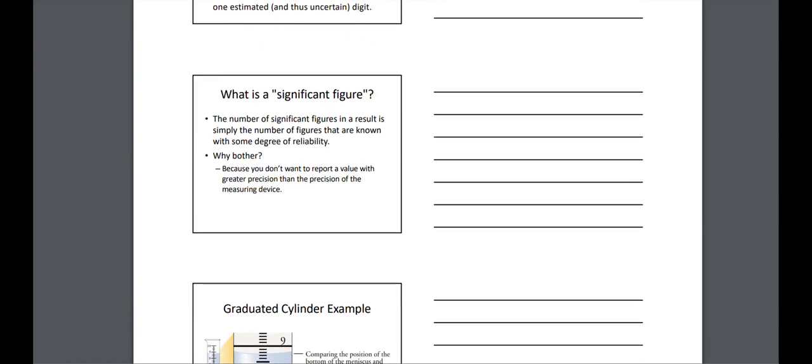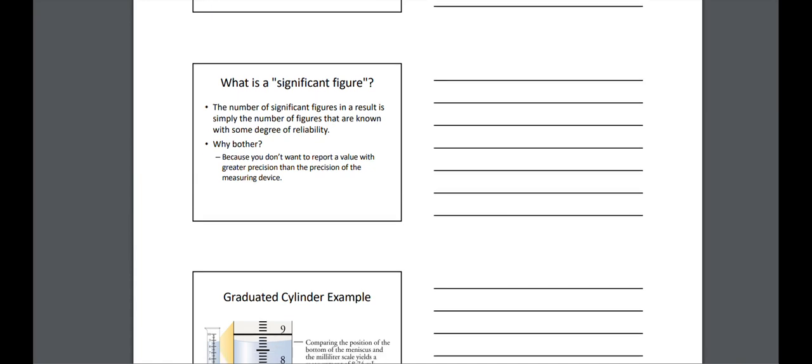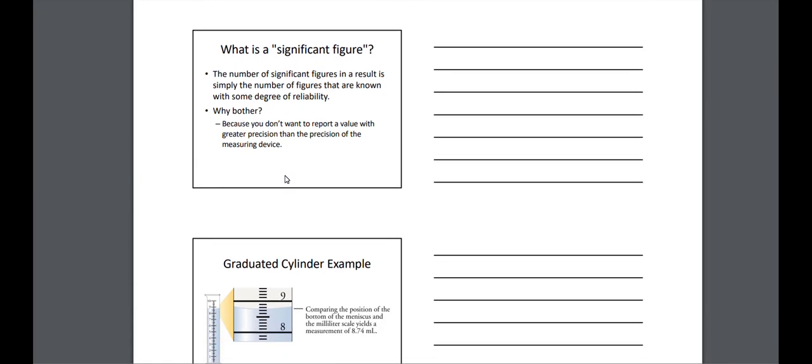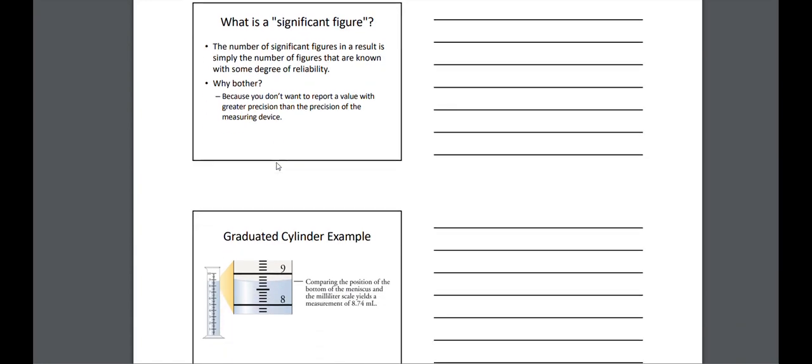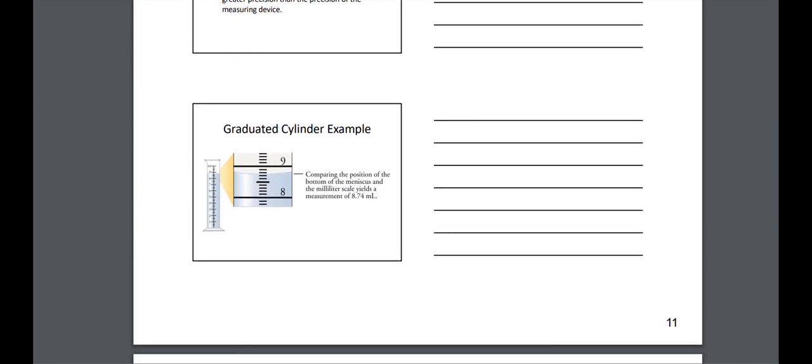What are significant figures? So the number of significant figures in a result is simply the number of figures that are known with some degree of reliability. Why do we bother with significant figures? Because we don't want to report a value with a greater precision than the precision of the measuring device itself. I think that's pretty intuitive, right? If your device measures with four decimals, you need to make sure that you're not reporting 5 decimals or 6 decimals, right? I think that makes total sense.